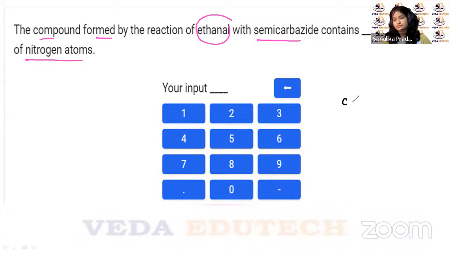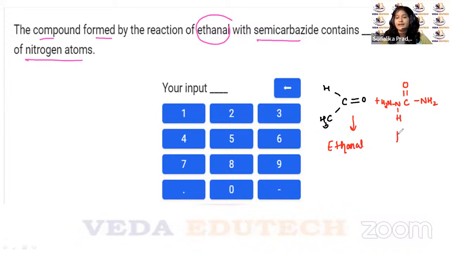Ethanol is C double bond O, hydrogen and CH3, right, children? Then there is semi-carbazide. So what is the formula of semi-carbazide, children? The formula of semi-carbazide is C double bond O, NH2, H2N, NH. Yes, this is your semi-carbazide. So this is your ethanol, and this is your semi-carbazide.